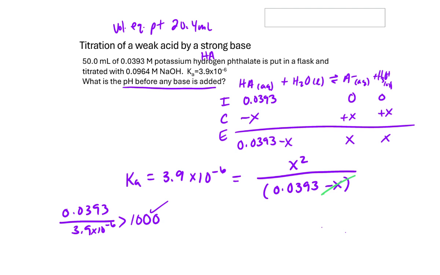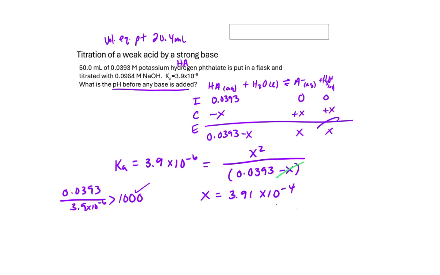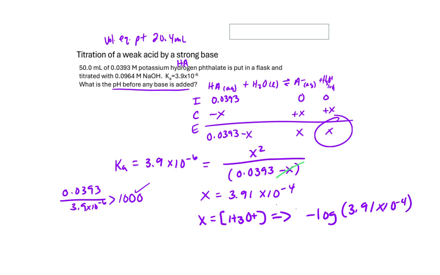Then when we solve for X, we get X equal to 3.91 times 10 to the minus 4. And looking in our ICE table, X is equal to the concentration of H3O plus. So if we take minus the log of 3.91 times 10 to the minus 4, we get our pH, and our pH is then equal to 3.41.